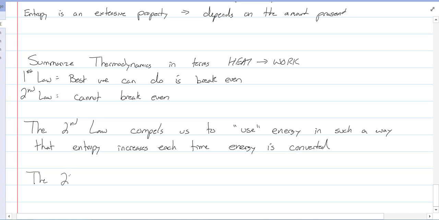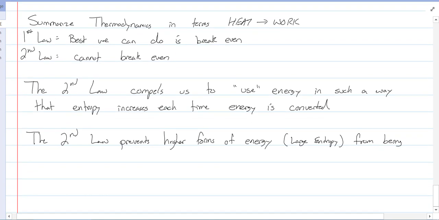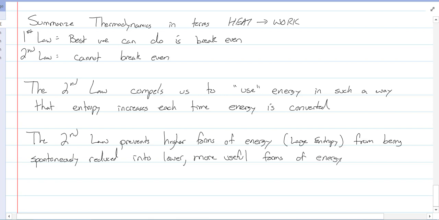So the second law prevents higher forms of energy or large entropy from being spontaneously reduced into lower, more useful forms of energy. Which is low entropy.